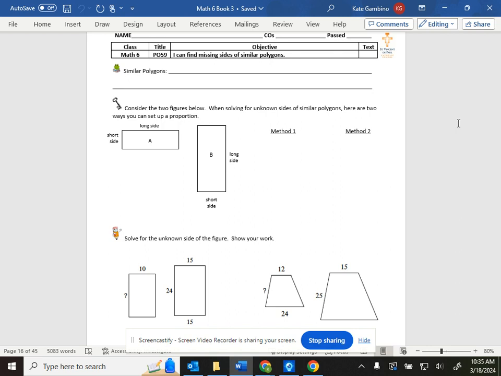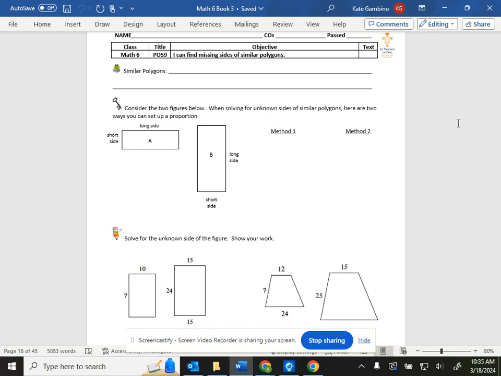review session. All right, today we are doing PO59. It's a PO, that power objective. This is important. We're building on the objectives that we've been working on. So this one's putting it all together. It is, I can find missing sides of those similar polygons.